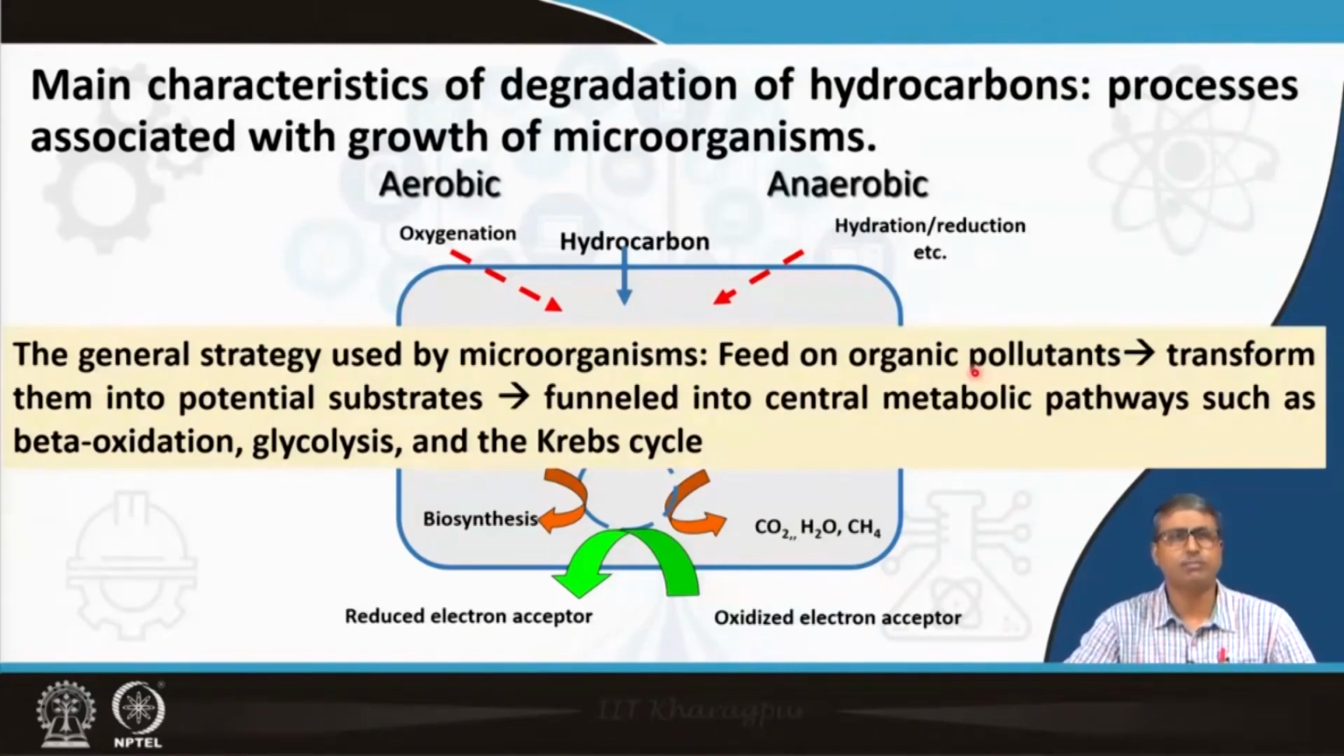So, they slowly transform these alkanes and aliphatics and aromatic molecules into some potential substrates, which can then be funneled into the central metabolism, and then the central metabolic pathways will lead to the complete degradation of the molecule. Like the alkanes converted to fatty acids will be subjected to beta oxidation, followed by the acetyl CoA which is produced; acetyl CoA molecules will be oxidized through the Krebs cycle.